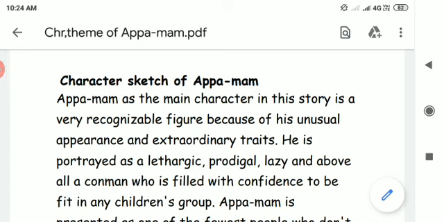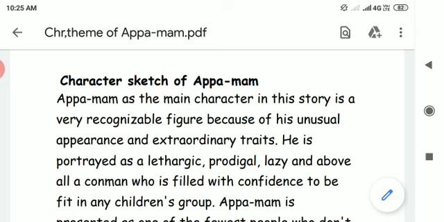In the previous two lectures, we have understood the entire story of Appa-Mam. We have already discussed the theme of this particular lesson, and as you know, it is meant for 11th class students. Today, we will try to discuss the character sketch of Appa-Mam, and we will also try to understand the title of the lesson. Friends, as you know, Appa-Mam is the protagonist in this story.